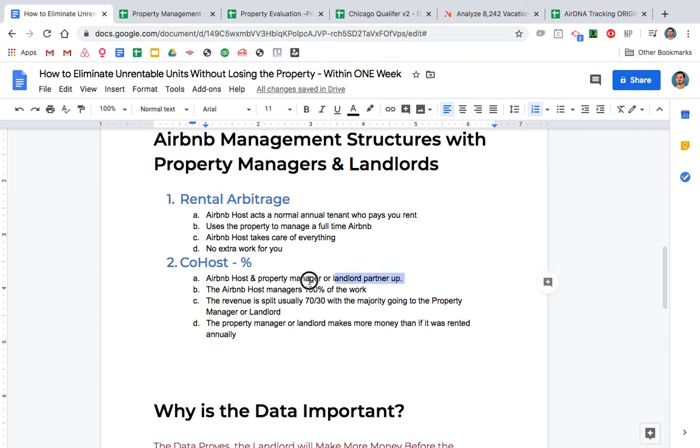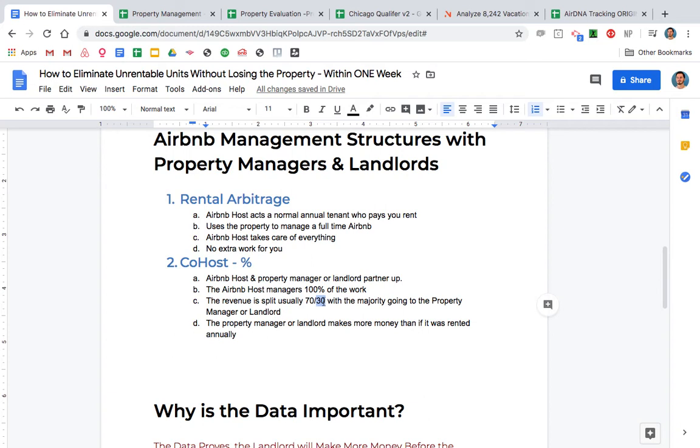So now you guys are getting in business together essentially. However, what's happening here is the Airbnb host is going to manage 100% of the work. So they're doing absolutely everything. In this scenario, the landlord or the property manager are not going to be doing anything once again. The revenue is generally going to be split up 70-30, with the majority going to the property manager or the landlord. Okay, so 70% of the revenue is going to go to the landlord, 30% is going to go to the Airbnb host for managing the property.